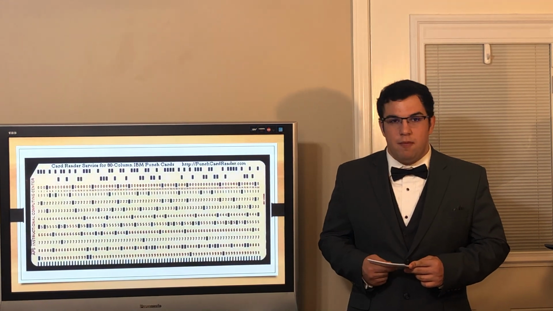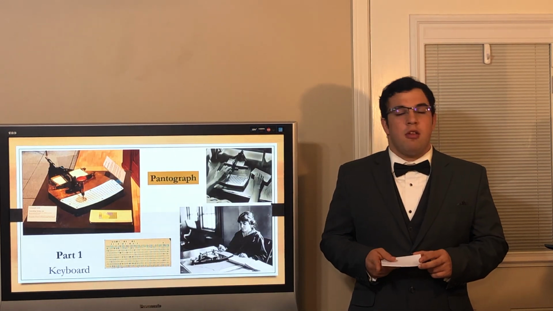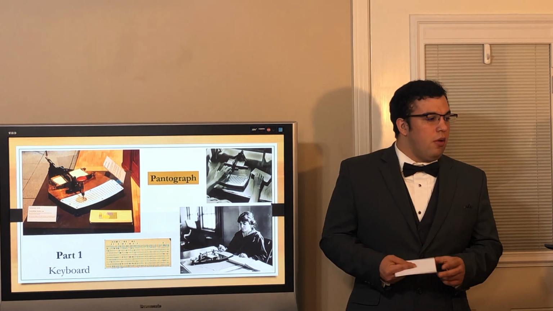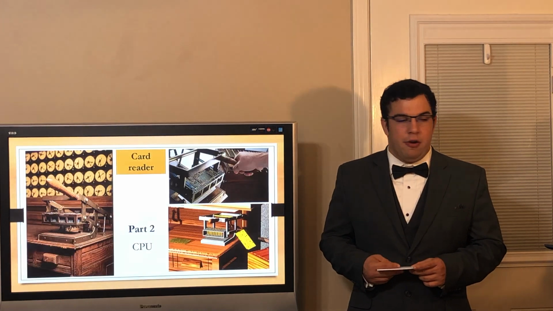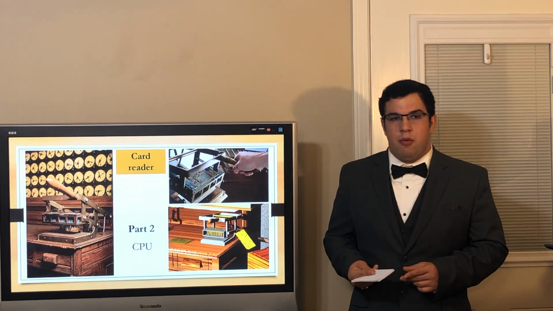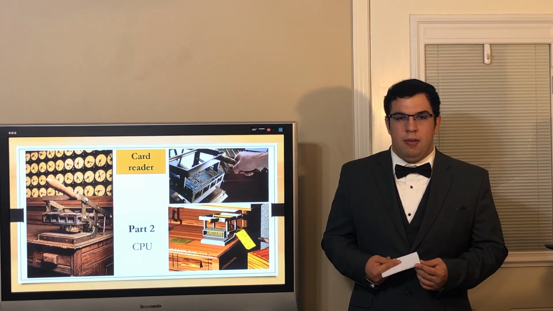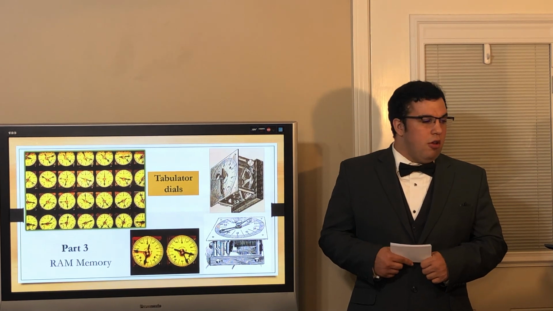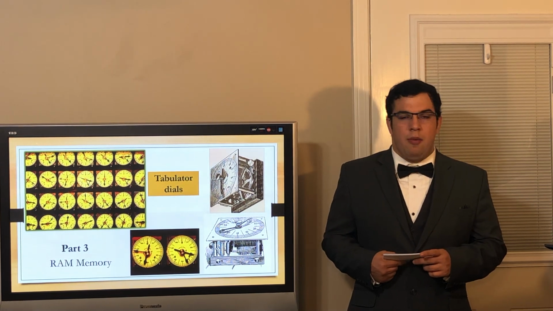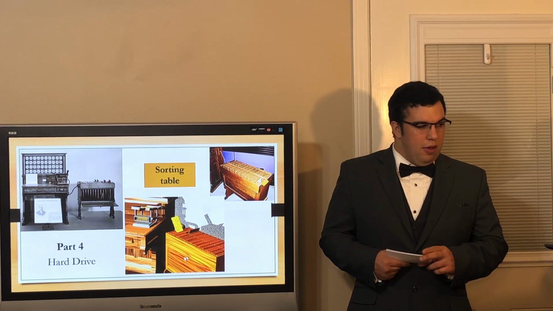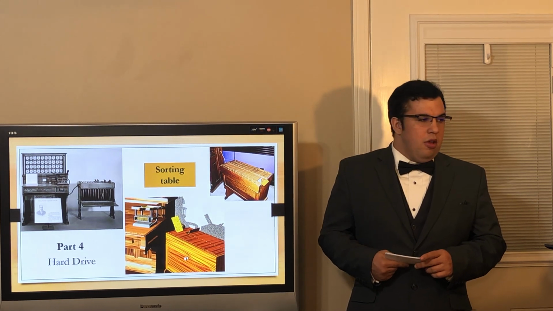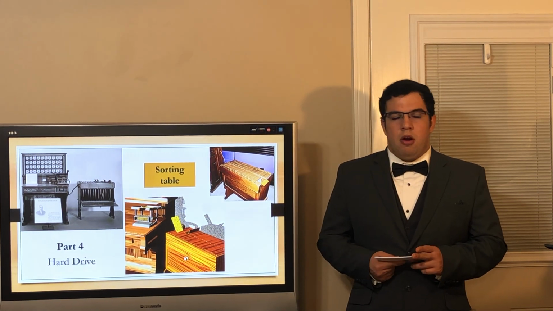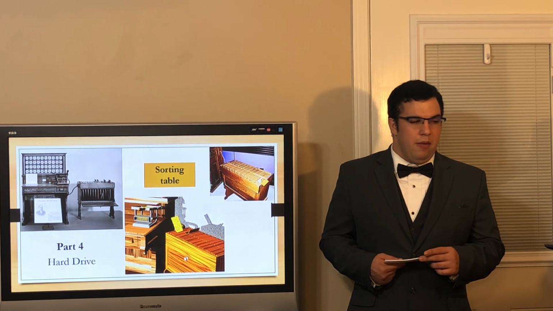This is a punch card. This is the phonograph, which is like the keyboard for a modern day computer. This is a card reader, which for a modern day computer would be the CPU. This is the tabulator dials, which in a modern day computer would be the RAM memory. This is the hard drive, or in the Hollerith computer would be the sorting table.